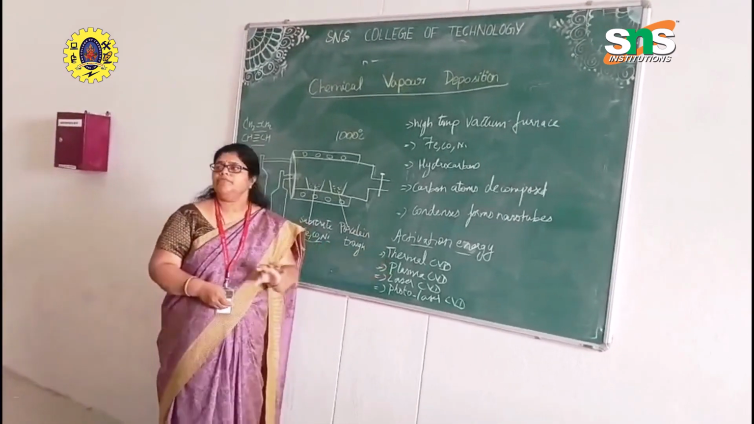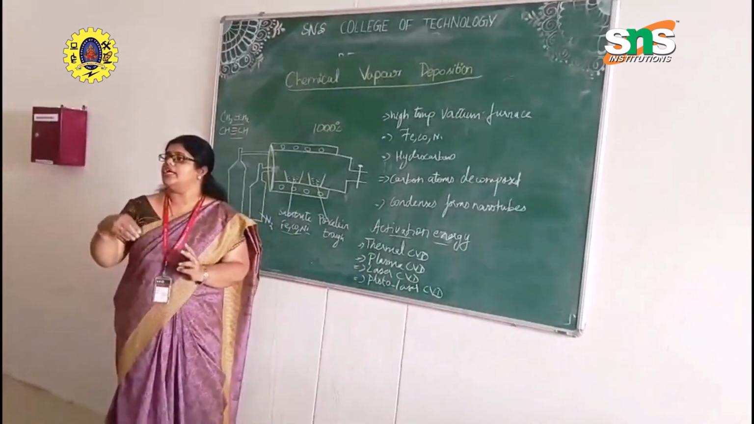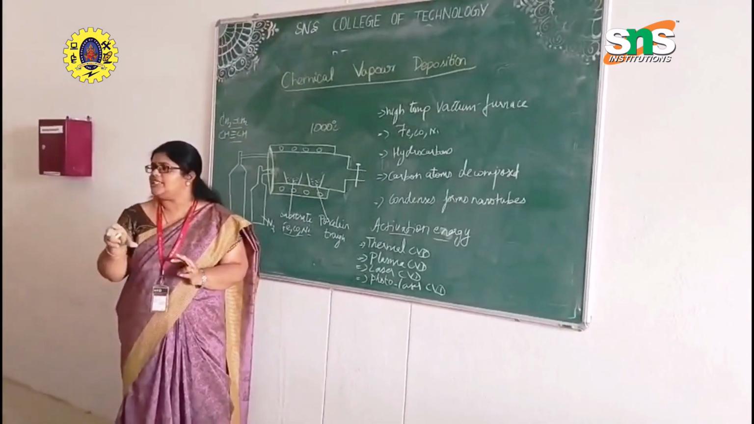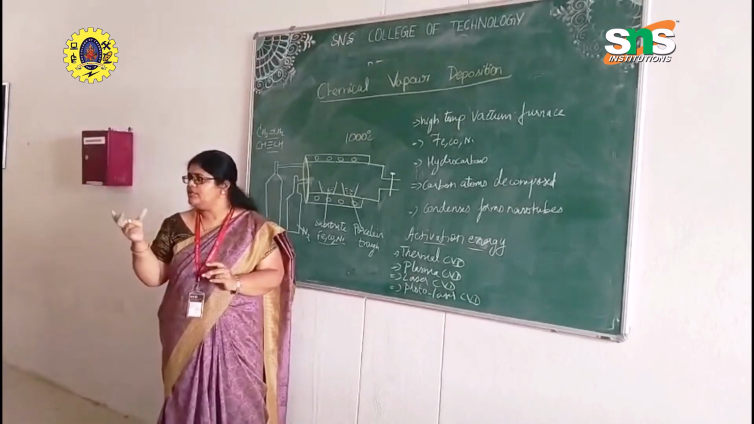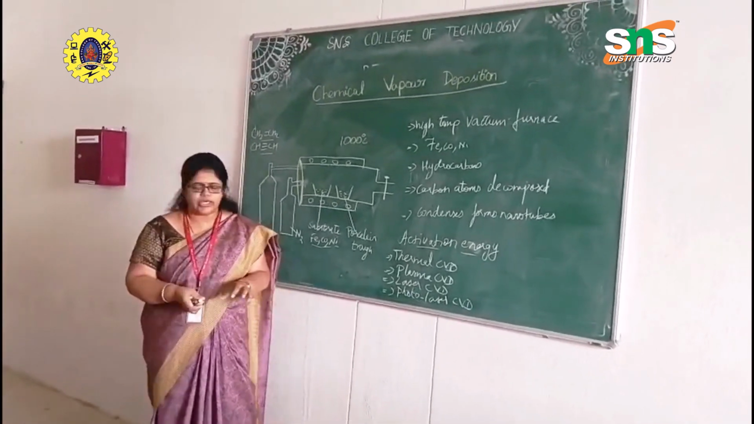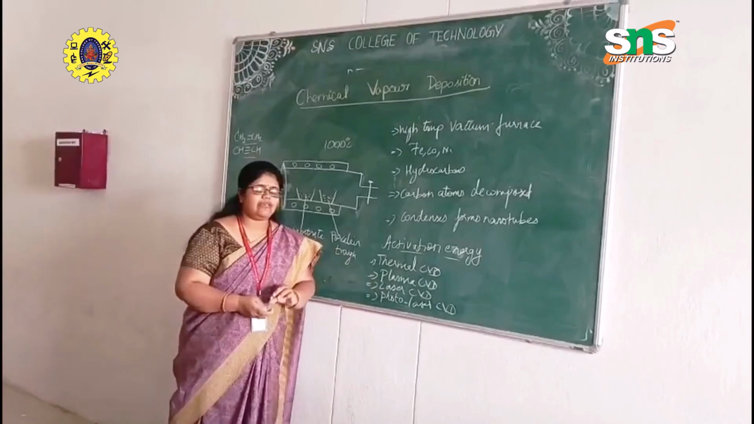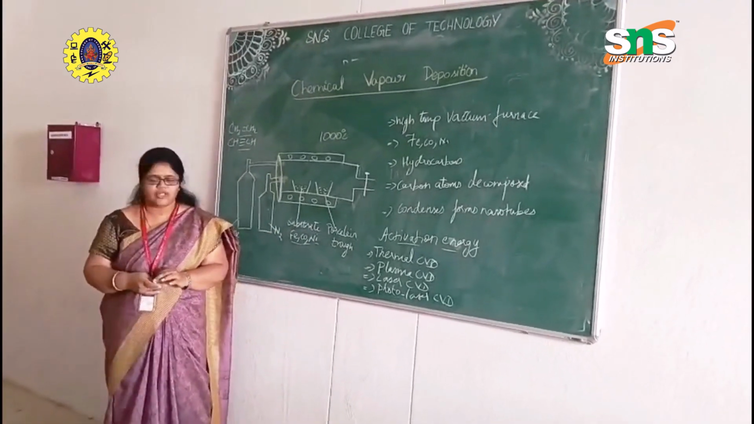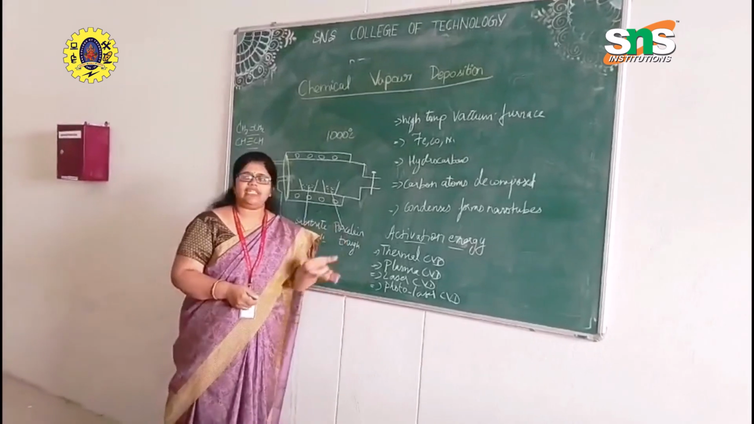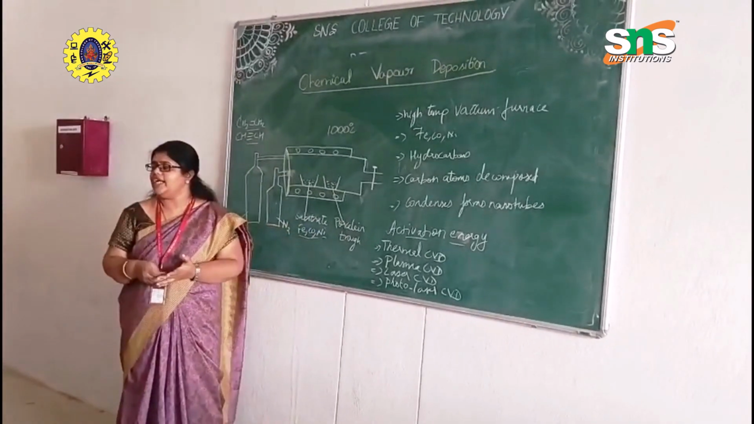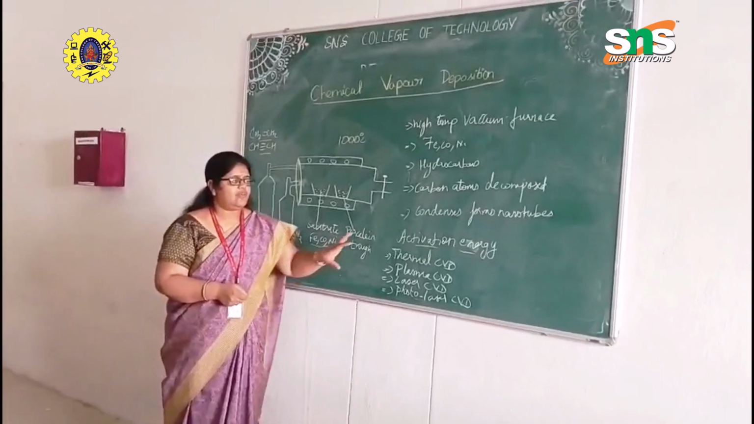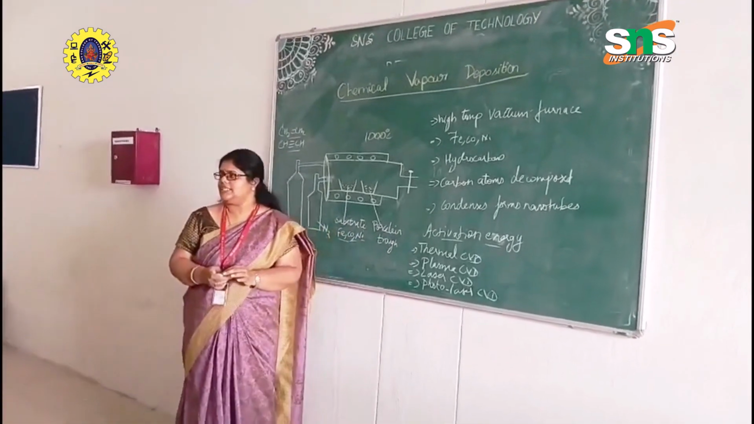Plasma CVD: you are activating the reactant by using plasma, at a temperature from 300 to 700 degrees centigrade. Next is laser CVD, where you are initiating the reaction with a laser. Next is photolaser CVD, where you are initiating the reaction by ultraviolet radiation. So these are the different types of activation and heat that is needed.